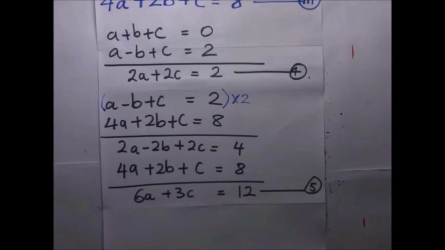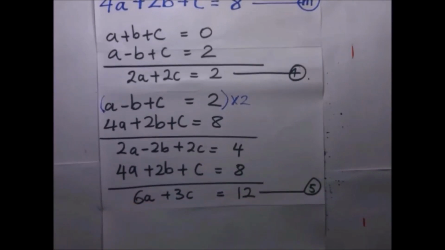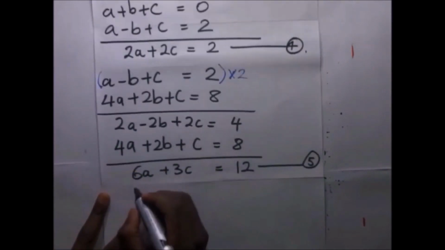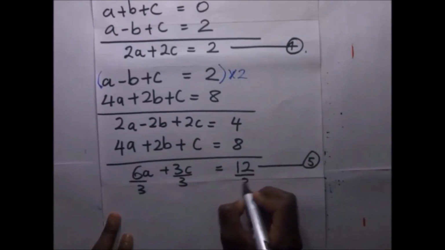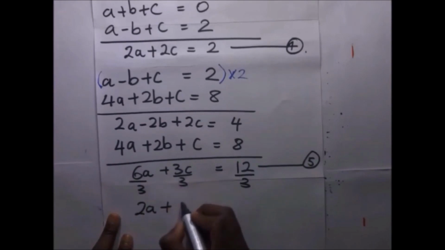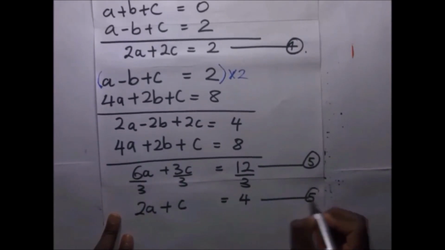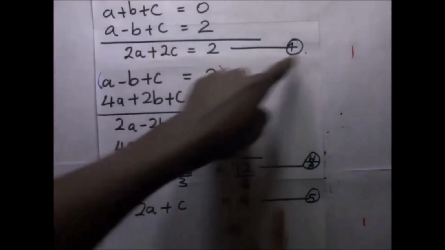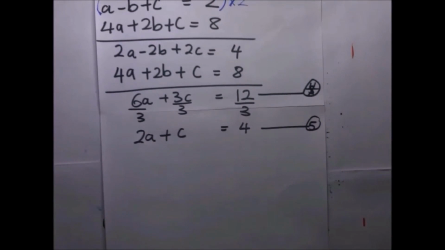We can simplify this equation further, by the way. 6a plus 3c is equal to 12. If we divide through by 3, simplifying it further, this becomes 2a plus c is equal to 4. That will still be our equation 5. So now we solve these two simultaneously.